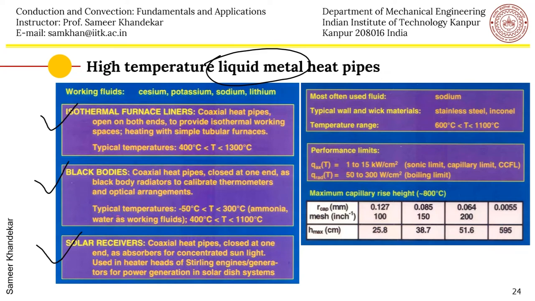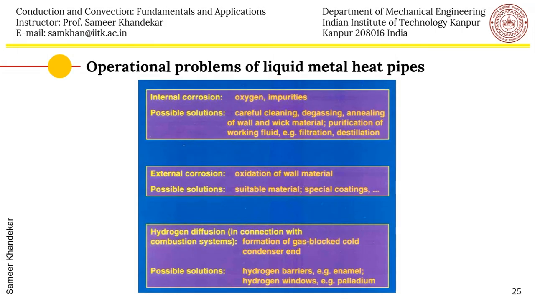There are several problems when we apply high temperatures, because corrosion at high temperatures is very high. Impurities can lead to a lot of damage, and therefore cleaning, degassing, and annealing are some of the things which must be done. Hydrogen diffusion is also a problem, and therefore enamels or coatings are used so that at these high temperatures diffusional problems, oxidation problems, or chemical corrosion are avoided.